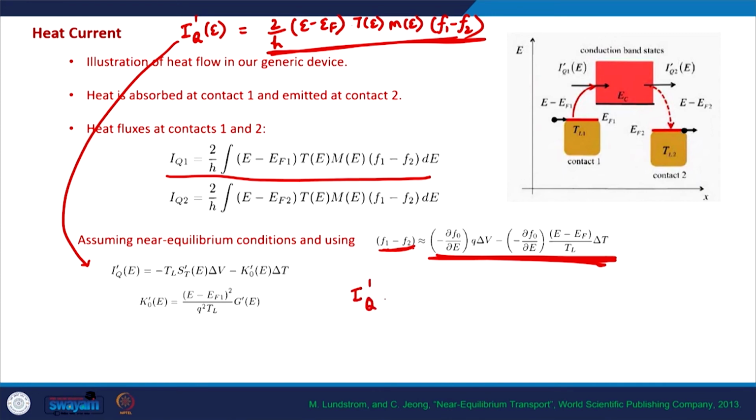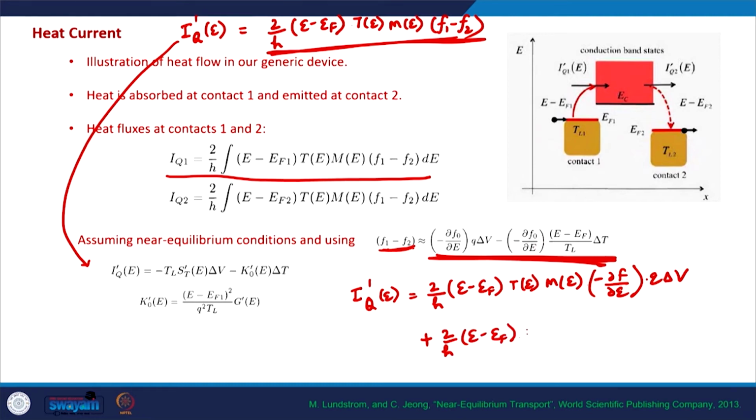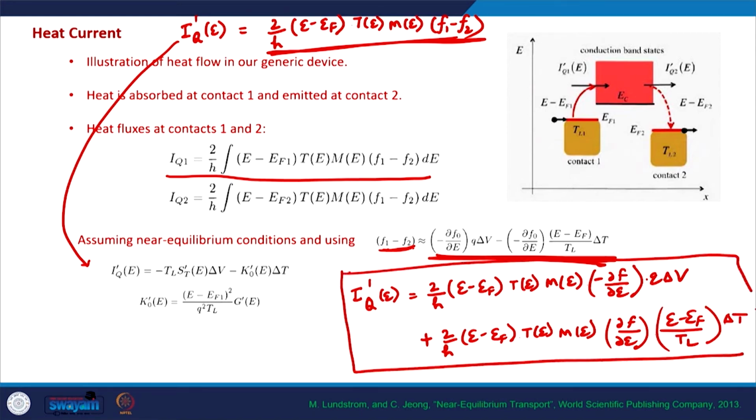I prime q, E is 2 by H times E minus EF TE ME, F1 minus F2 is replaced by minus del F by del E times Q times delta V plus 2 by H E minus EF times TE ME del F by del E minus EF by TL times delta T. So this becomes the differential heat current in the system.